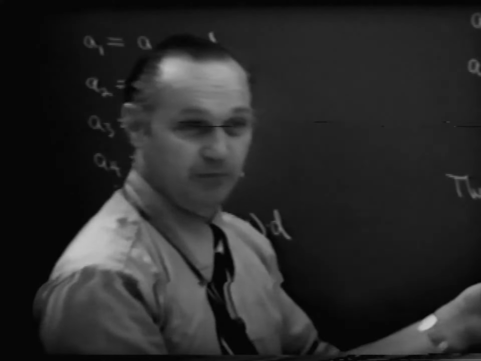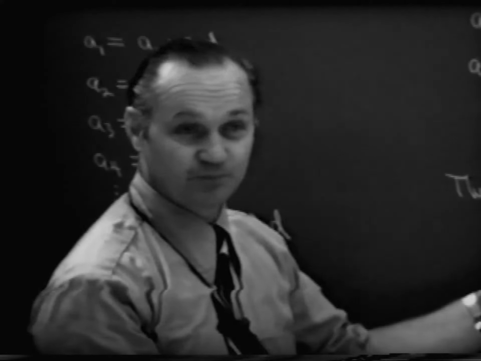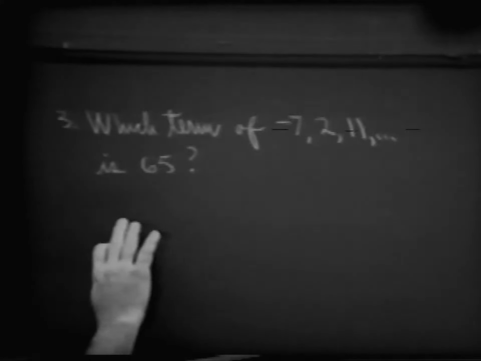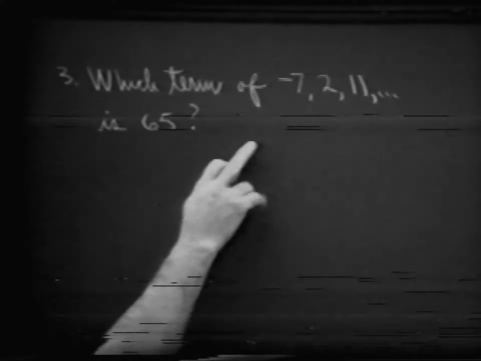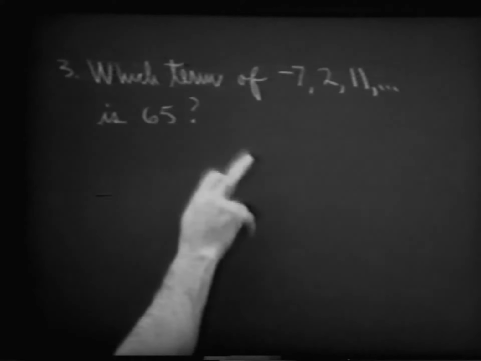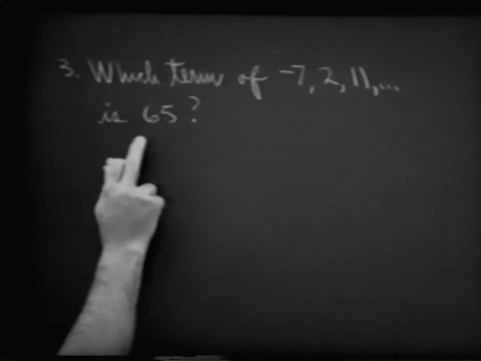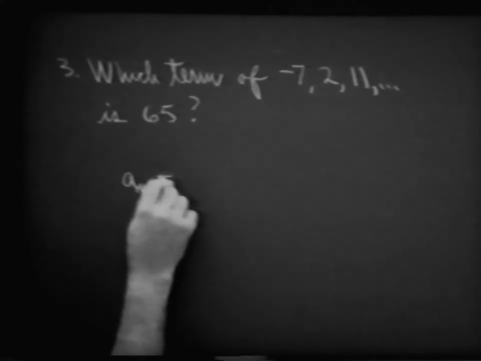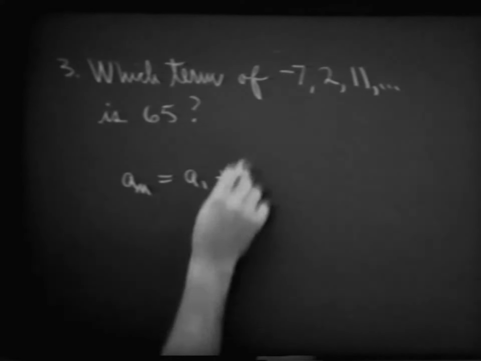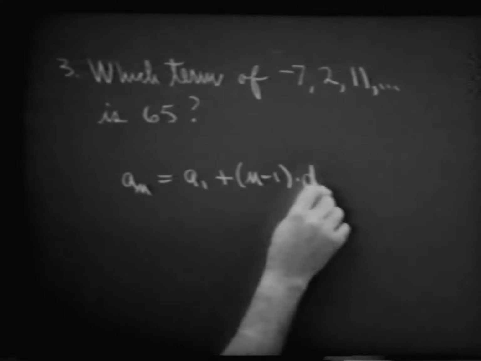But by this formula, we can find it directly. Okay? Let's look at another example in which I'll turn the problem around a little bit. It says, which term of the same sequence, negative 7, comma 2, comma 11, and so on, is 65? All right, so let me write down our formula again. a sub n is equal to a sub 1 plus n minus 1 times d.